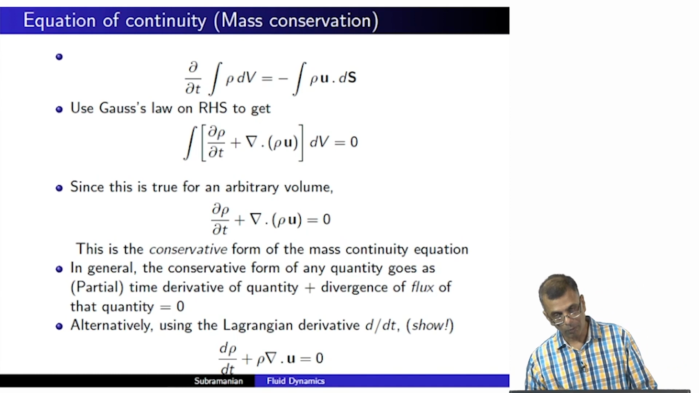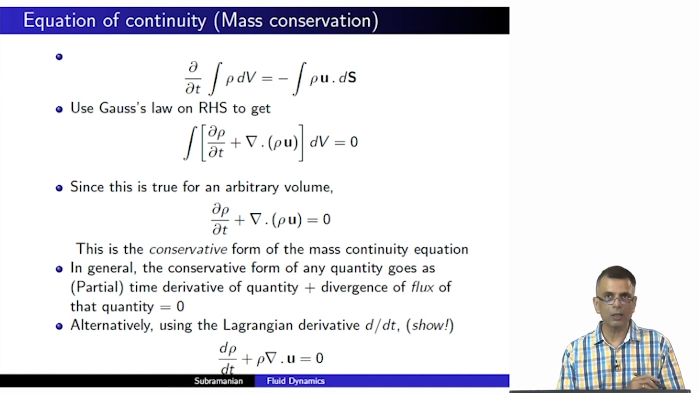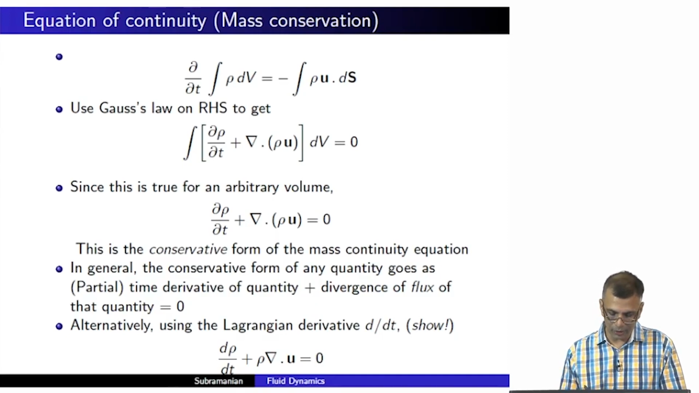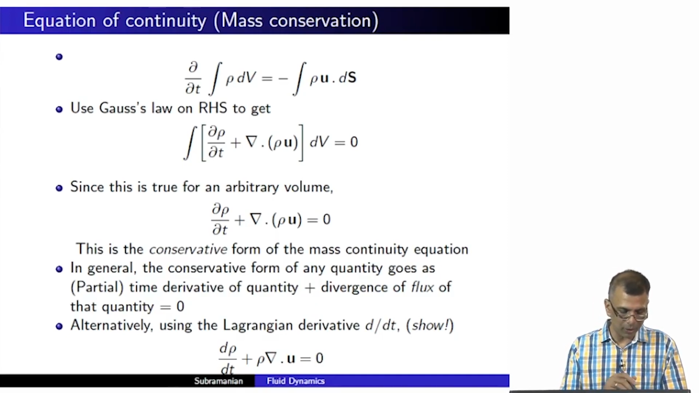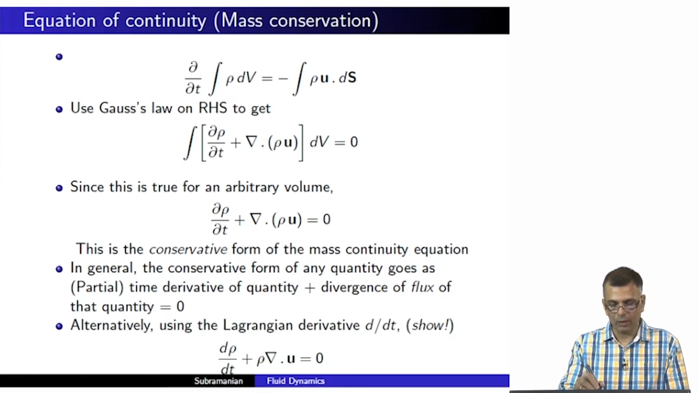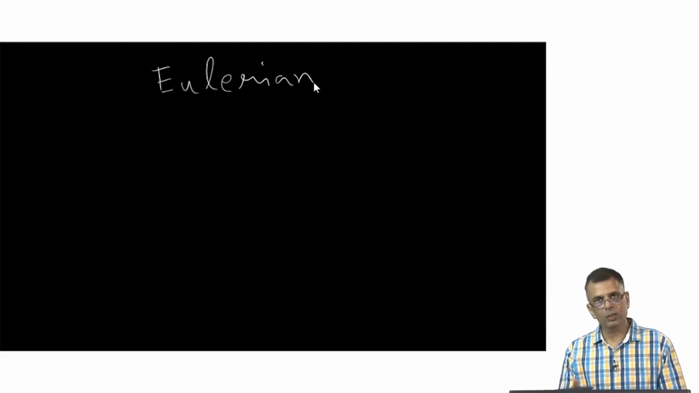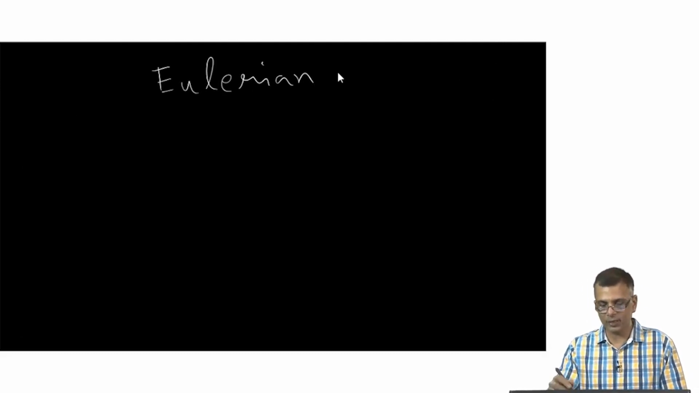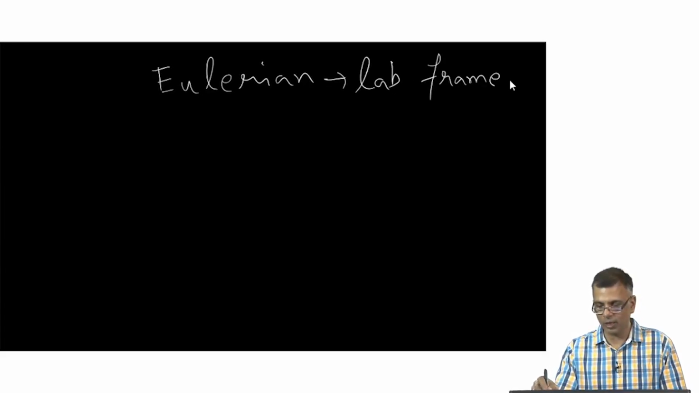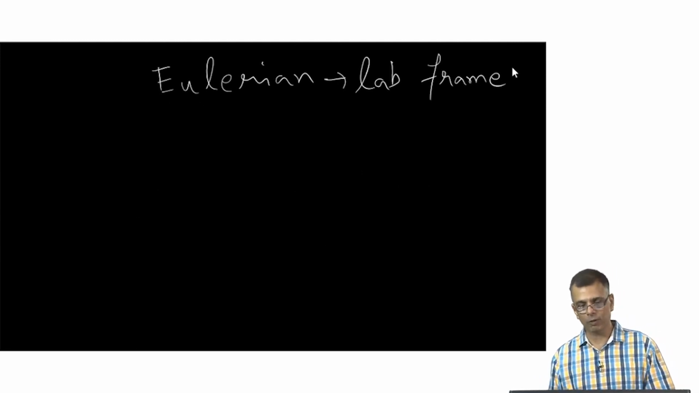Okay. So before that, recall in our study of kinematics, we had two kinds of derivatives. We had the Eulerian description, which is the description of the fluid flow as seen by a lab frame observer, an observer who's standing outside of the fluid flow.